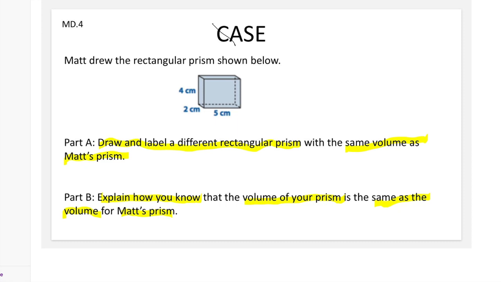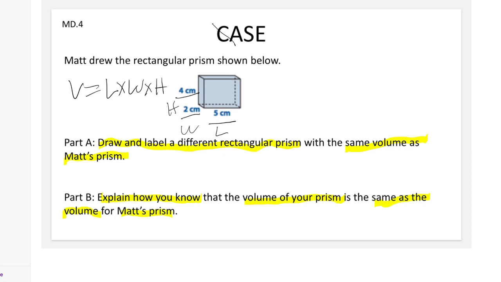Next, I need to solve part A. I need to find the volume of Matt's prism before I figure out the volume of another rectangular prism. So first, volume equals length times width times height. 5 centimeters would be the length, 2 centimeters would be the width, and 4 centimeters would be the height.